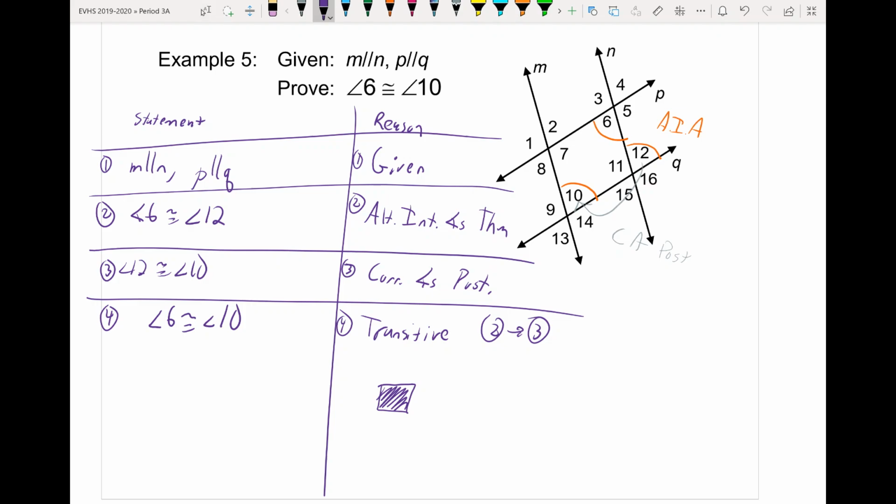He went from 6 to 2 as alternate interior angles, then from 2 to 8 as verticals, and then 8 to 10 as alternate interior angles. That works. On a test, that would be right.